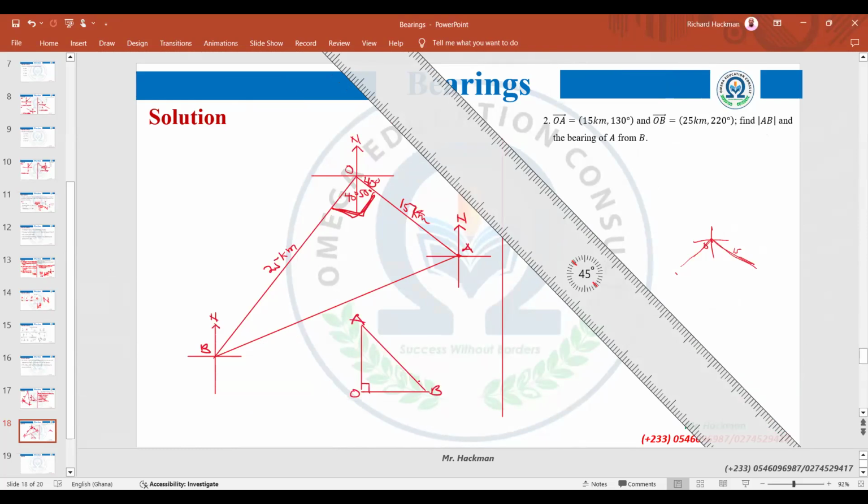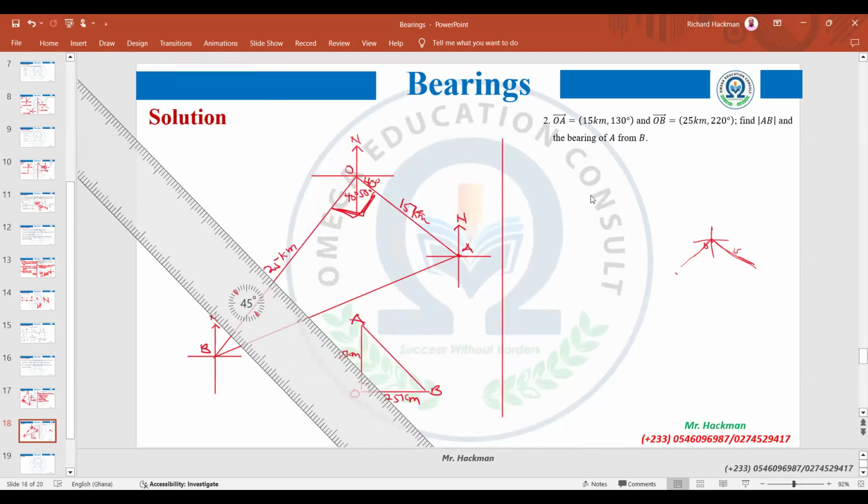Let's indicate the known distances. OA, do I know? Yes, that is 15 km. And I know OB, that is 25 km. At this point, I'm waiting for you to find the length of AB. You know Pythagoras theorem, so go and find it by the Pythagoras theorem. It's capital P, take note, it's the name of a person.